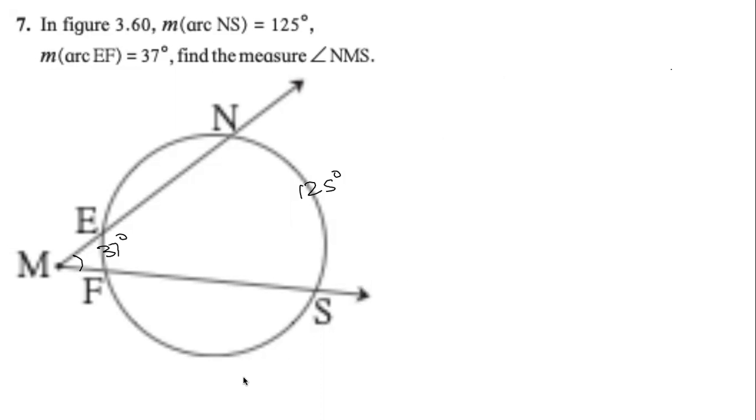Question number 7 of practice set 3.4. What do we see? Do we see two chords? Are they intersecting somewhere? Are they intersecting inside or outside the circle? No, wrong answer, wrong method. First answer, do we see two chords? Do we have two chords in this circle?